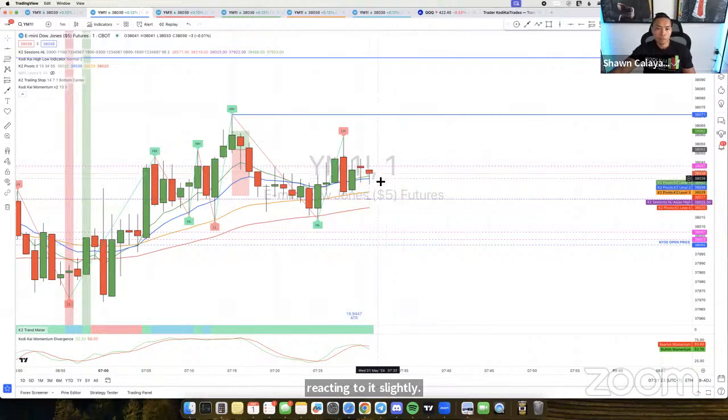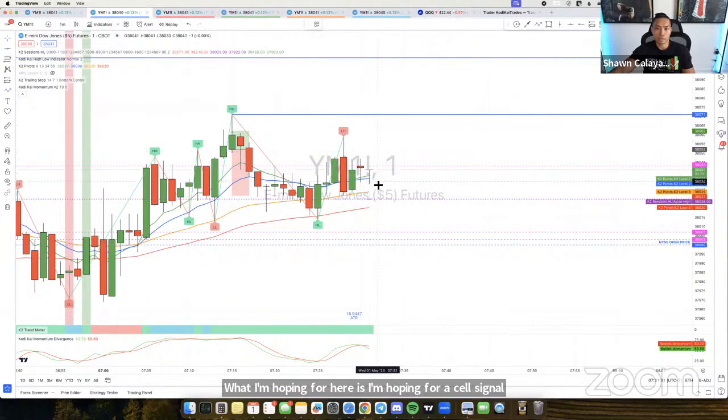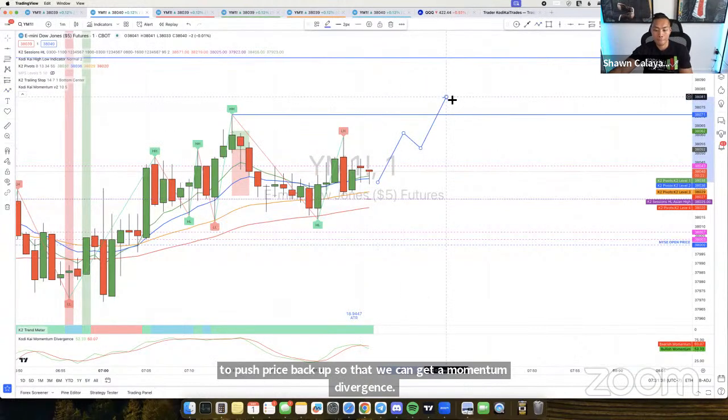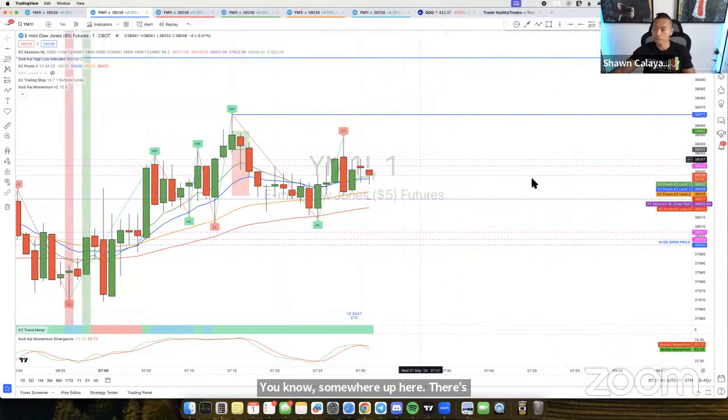What I'm hoping for here is a sell signal. So I would like a sell signal, then I'd like a buy signal to push price back up so that we can get a momentum divergence somewhere up here. There's just nothing here yet.